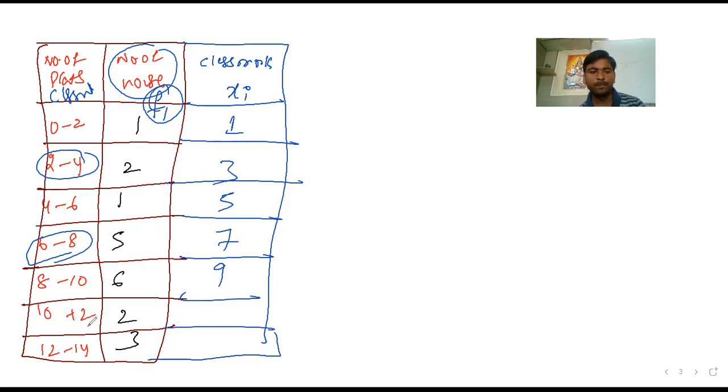10 plus 12, am I clear? So 10 plus 12, right? Okay, 22, answer is 11. Next, how much is there? 26, answer is 13. Like this, you can create a class mark. Class mark is denoted xi. Is it clear?